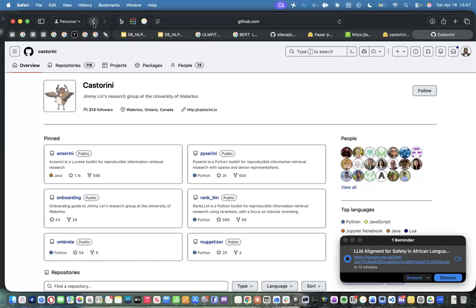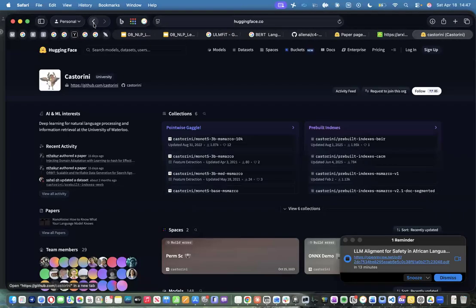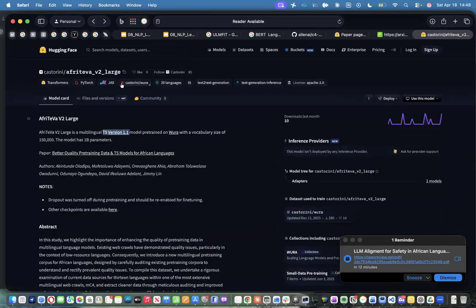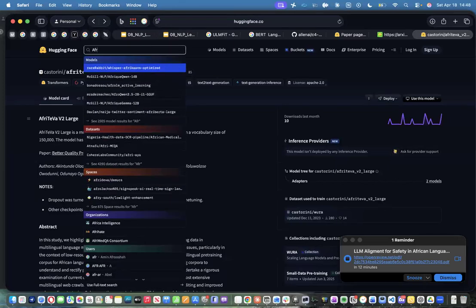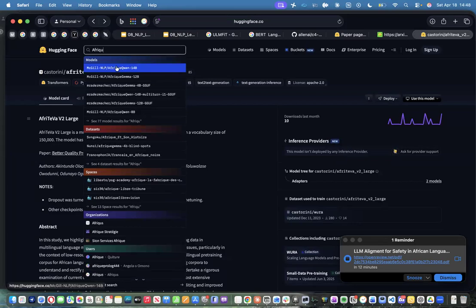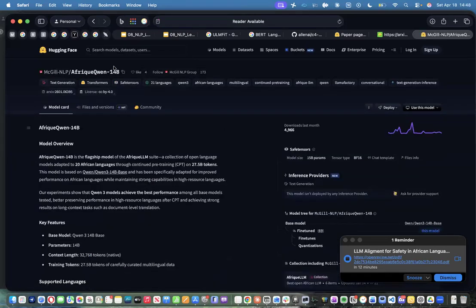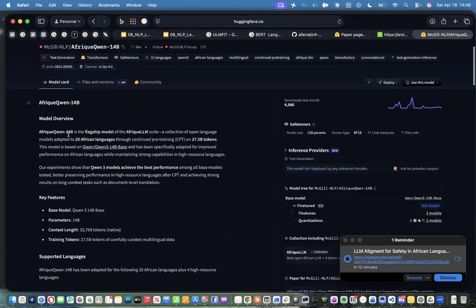Whether you want to use BART, but early on, as I said, people were using BART, but people have now moved on. They are basically just using decoder-based models. For example, if you look at this one, African, you can see this one. So now you know the Qwen language model. African 14 billion is the flagship model of the African LLM. So it's basically trained on Qwen.